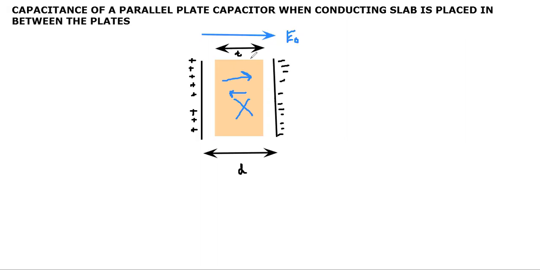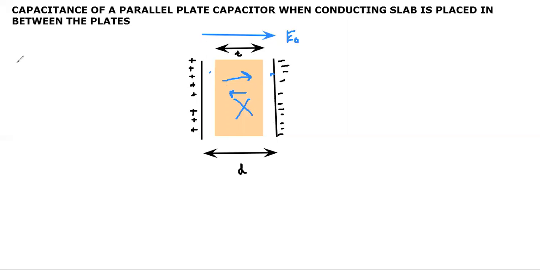Now let us start with how you will derive an expression for the capacitance of this capacitor. Now if you see, this E naught is traveling in which direction? This is from positive to negative. But in which part? See, it cannot go inside the conductor. It can only go in this part and this part. What is the value of this part? This whole is D, this whole is T. So you are left with D minus T.